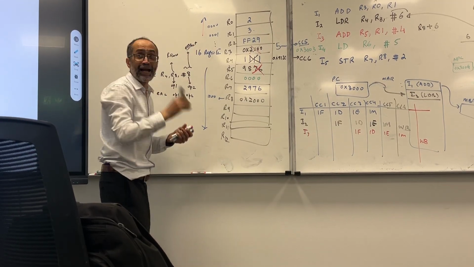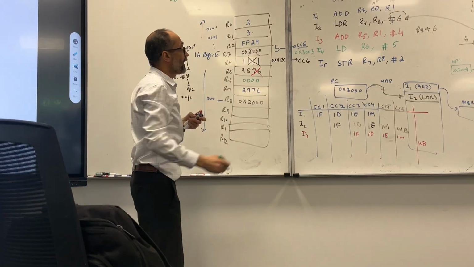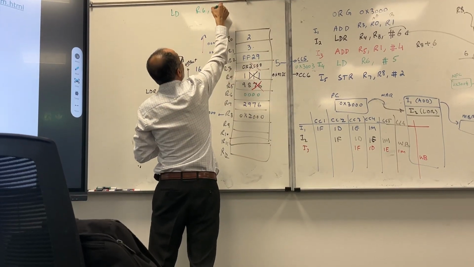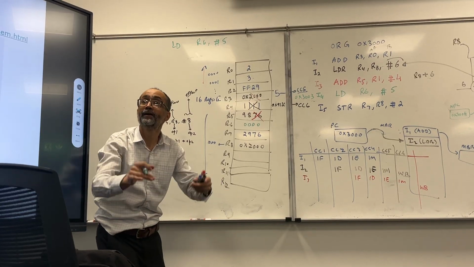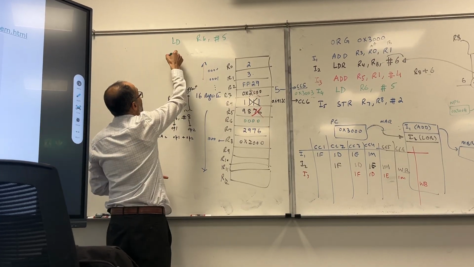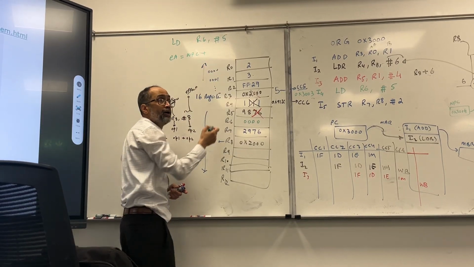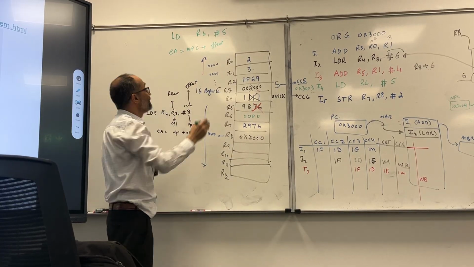Awesome. Now look at the LD instruction. Please remember, if we have an LD instruction and then we have R6, #5, how do we calculate the effective address here? Anyone may help. Anyone? Very good. So the effective address can be calculated by NPC plus what? The offset.